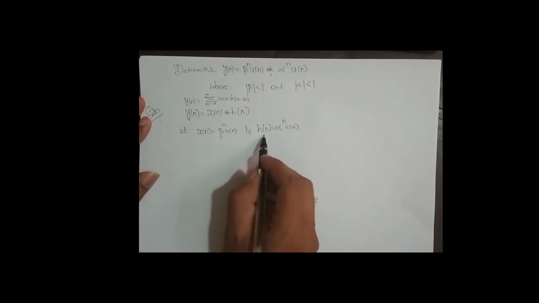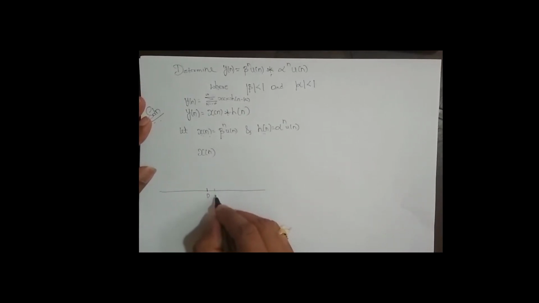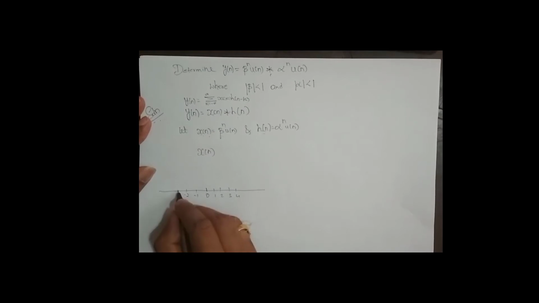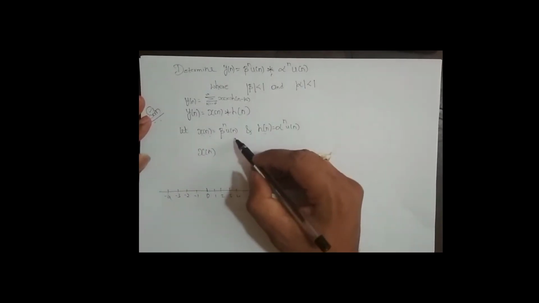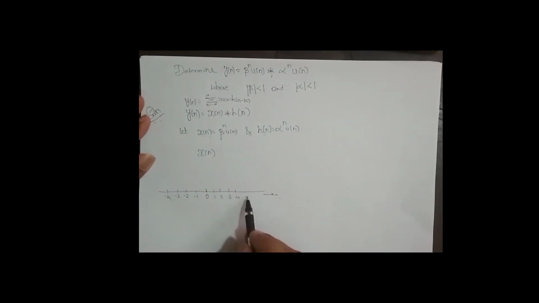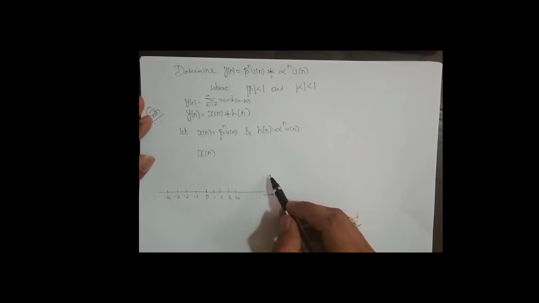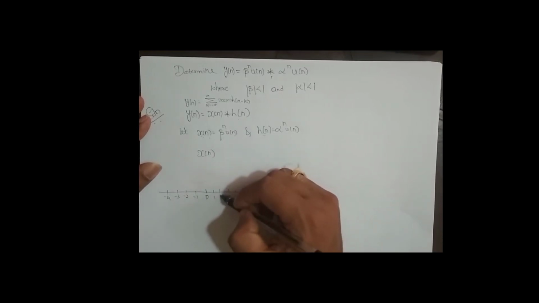Before that, we'll plot x of n and h of n. How does x of n look like? So 0, 1, 2, 3, 4, minus 1, minus 2, minus 3, minus 4. This is n. Since we have u of n, we have samples only on the positive side of n, because the unit step function does not have any samples on the negative side of n. So n takes values 0, 1, 2, 3, and so on up to infinity.